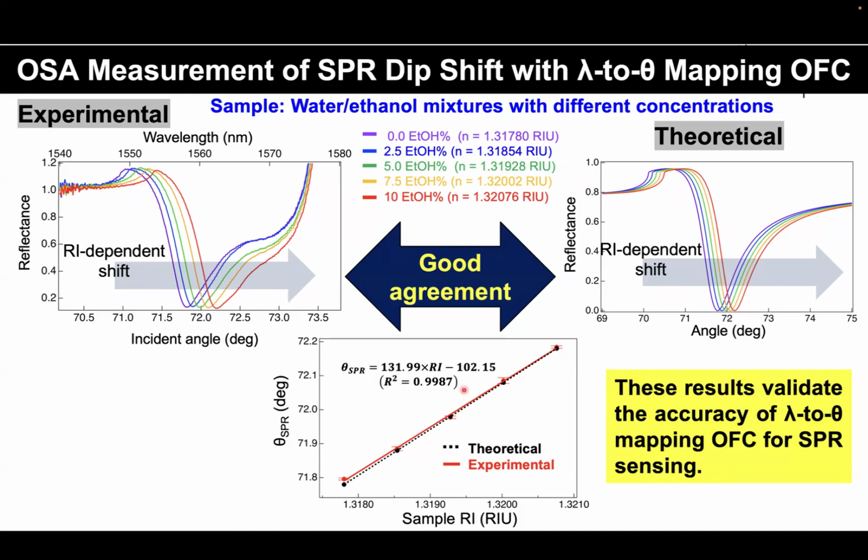The bottom graph shows the resonance angle, theta SPR, with respect to sample RI. We confirm the good linear dependence between them in the experimental and theoretical predictions, and the slope coefficient is almost similar to each other. So in this way, this result validates the accuracy of the lambda to theta mapping OFC for SPR sensing.